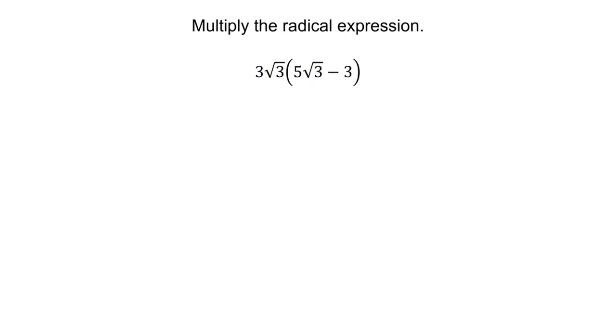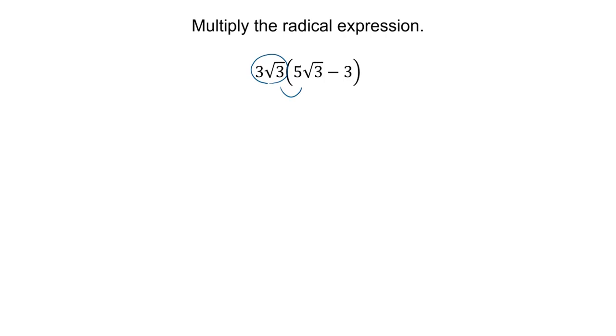Let's take a look at this example. Here we have a monomial that we need to multiply by a binomial. In other words, we need to distribute the 3 square roots of 3 to the 5 square roots of 3 and the minus 3. And the good news is we're multiplying square roots by other square roots. When we multiply expressions like that, we multiply outside to outside and inside to inside. So let's start by multiplying 3 square roots of 3 by 5 square roots of 3.